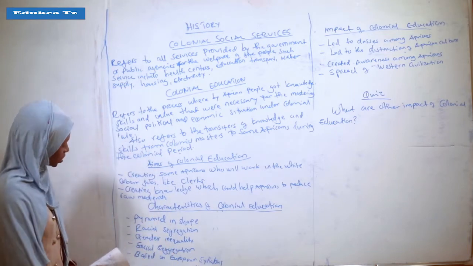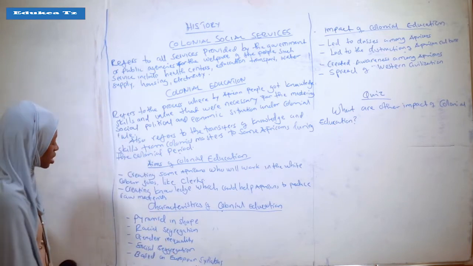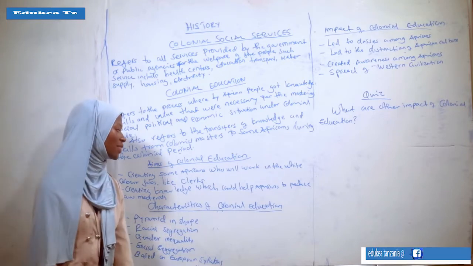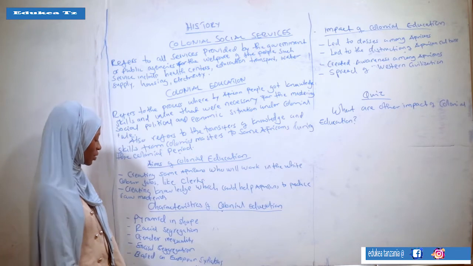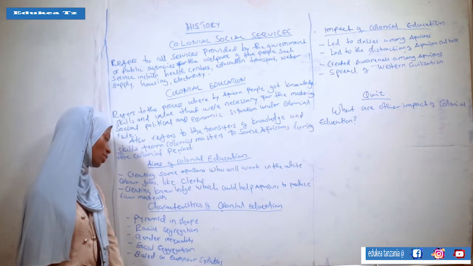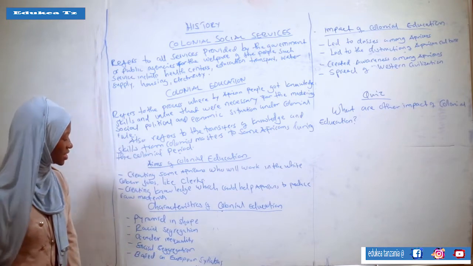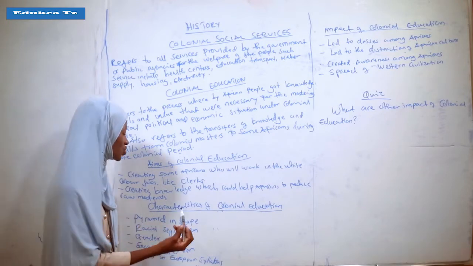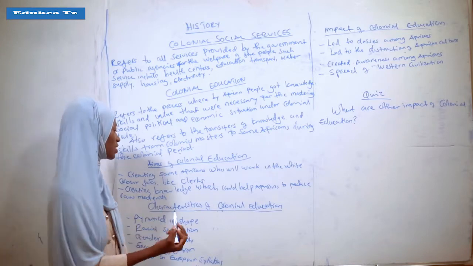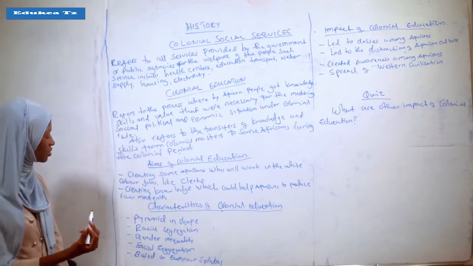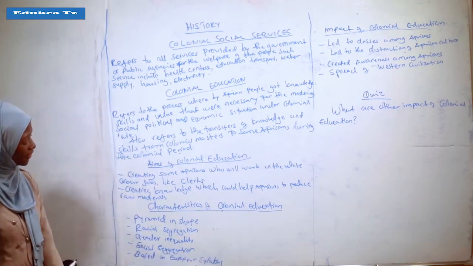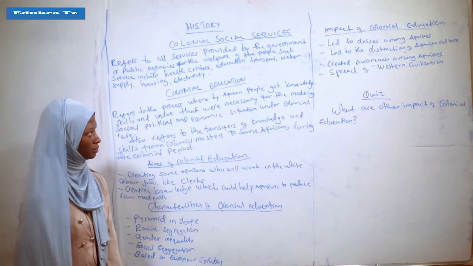That is social segregation. Also, it was based on the European syllabus. The colonial education provided in Africa was based on the European syllabus. If it was geography, they would study the geography of Europe. If it was history, it would be the history of Europe, not relating to the African context.